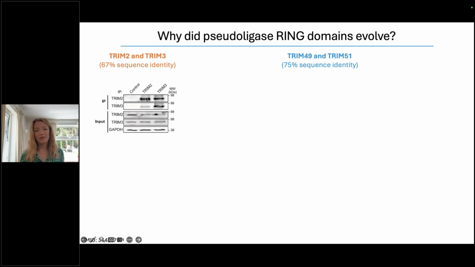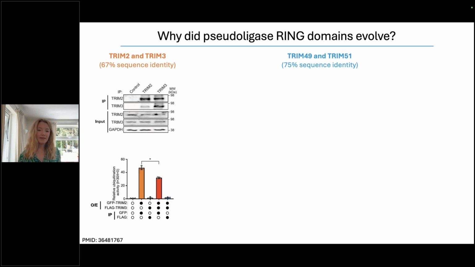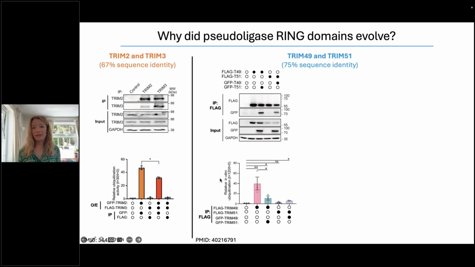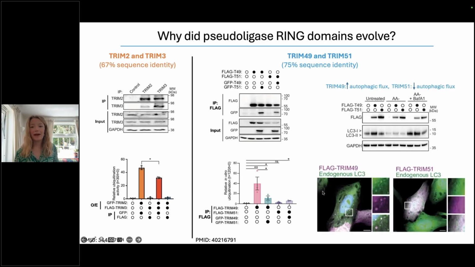And we can see that TRIM2 and TRIM3 co-IP, so they pull each other down and interact in cells. And the presence of TRIM3 represses the activity of TRIM2. So it seems that TRIM3 has some kind of negative regulatory action against TRIM2. And this is paralleled in TRIM49 and TRIM51. So they can co-IP each other, and the presence of TRIM51 represses the activity of TRIM49. And we think this might have some functional impact.